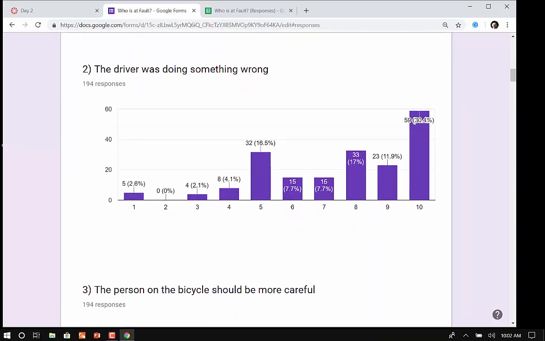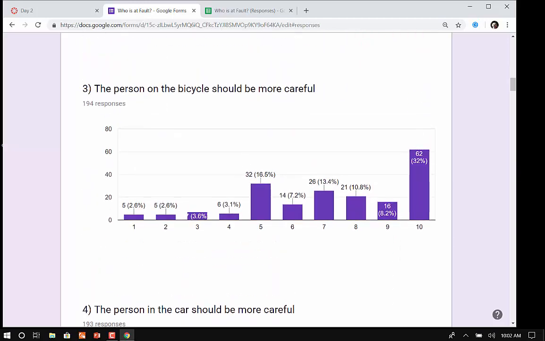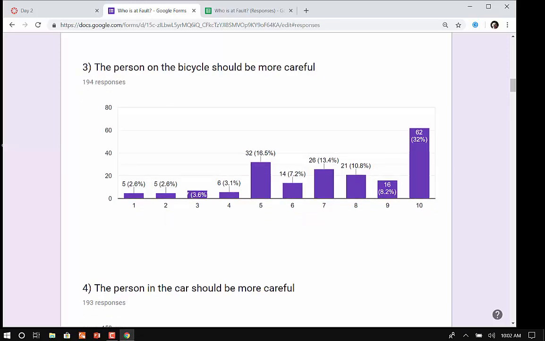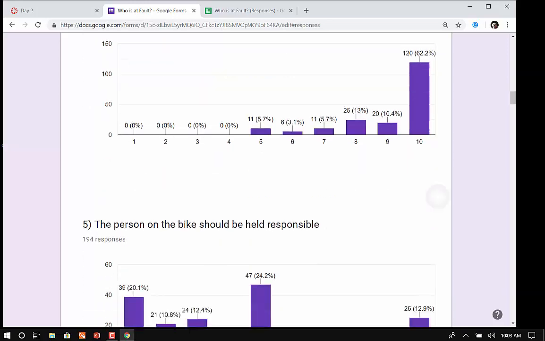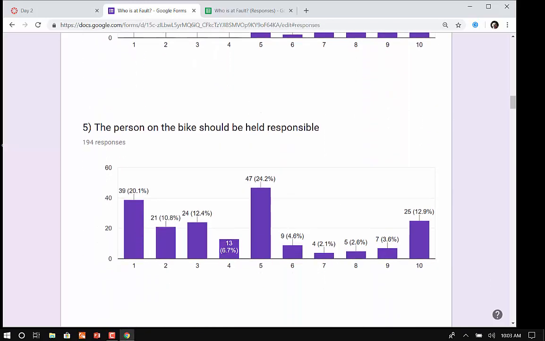Most people said yes. Now, how come it's not perfect? Everybody has a slightly different perspective and everybody has a slightly different learning history. Okay, so that's what our statistics are for, but we're looking at this. The person on the bicycle should be more careful. Everybody said yes. Not everybody, but the majority. So we're looking at parameters. We're looking at estimations. Person in the car should be more careful. Nobody said no. That's nice. I like that. The bike should be held responsible.